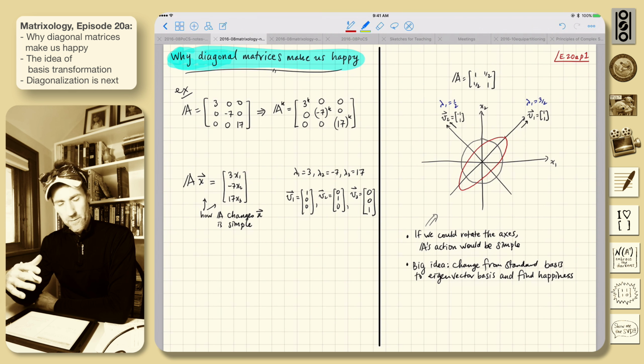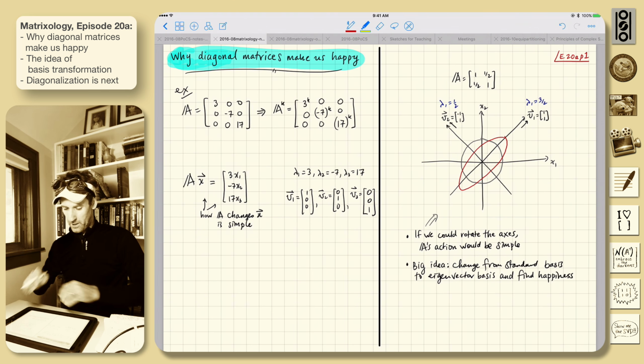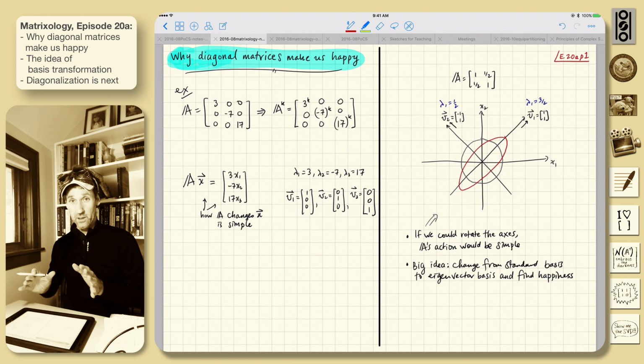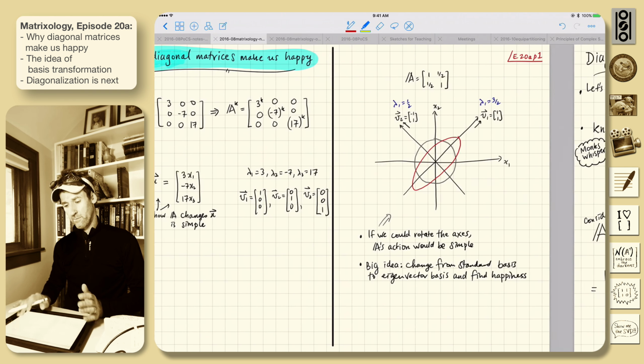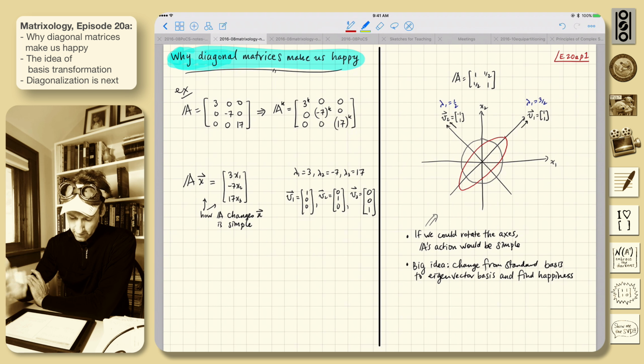Some motivation for diagonal matrices. We've talked about them before, but I just want to say one more piece about them very quickly, just before we get into diagonalization, which is the magic here. So here's an example. It's an n by n that we're talking about. So this is a 3 by 3 diagonal matrix.